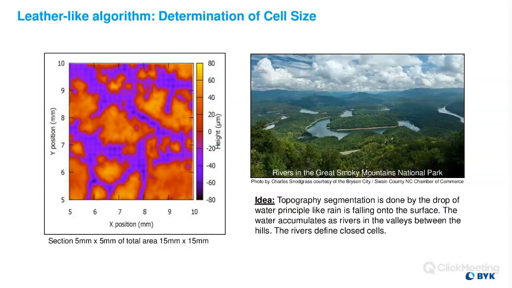So here's an image from the 3D topography measurement. And the image has been segmented into high spots and low spots. The orange spots are the high spots, and the purple spots are the low spots. And this is done using what we call the drop of water principle, where you can imagine it like rain falling on a surface, and that water is going to collect in the low spots and create these sort of rivers running between these higher spots. And these rivers define these closed cells. And this is referred to as watershed segmentation.